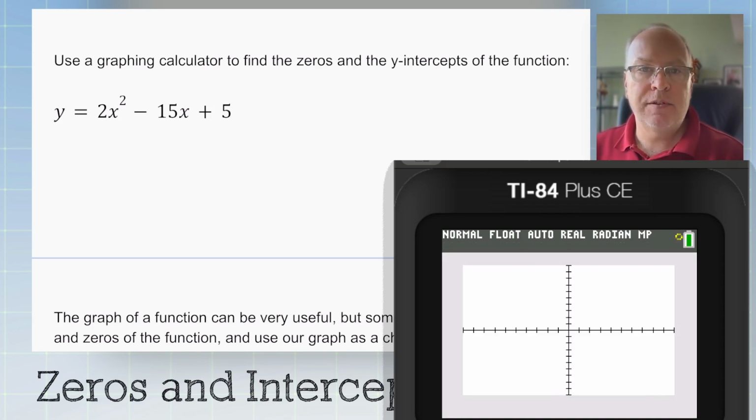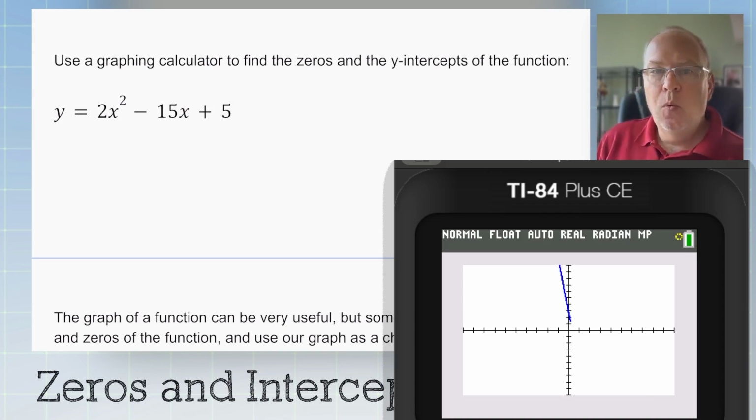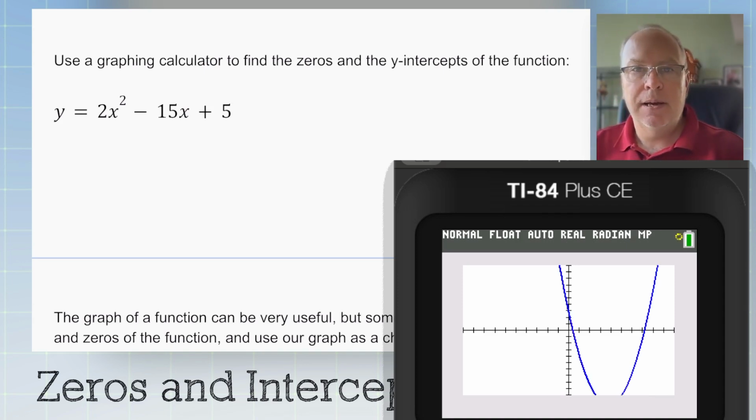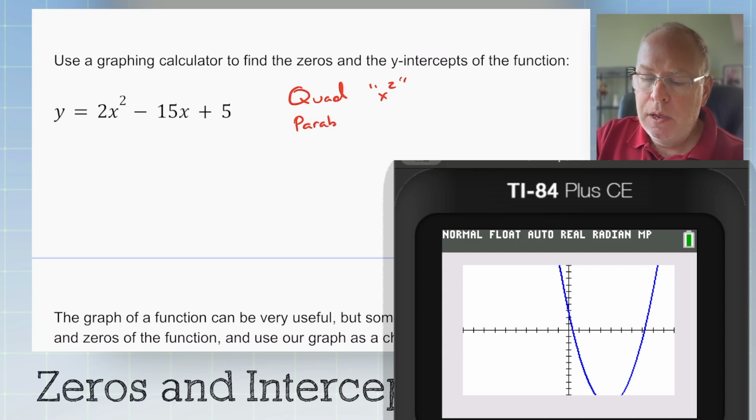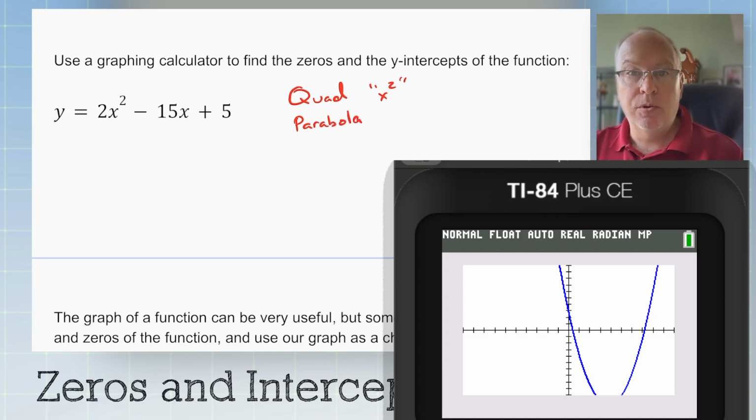All right, so let me hit graph. Isn't this exciting to see what it looks like? We know this is a parabola. This is an x-squared graph. These are called quadratics. This is a quadratic, so we know it's a parabola. And parabolas can have at most 2 zeros where it hits the x-axis. It can't hit 3 times, only 2 at most. It could also hit 1, or it could hit none if it was high enough on this graph.